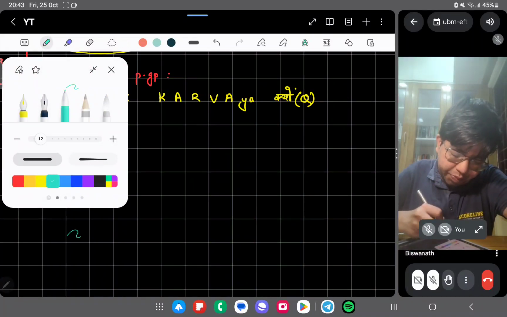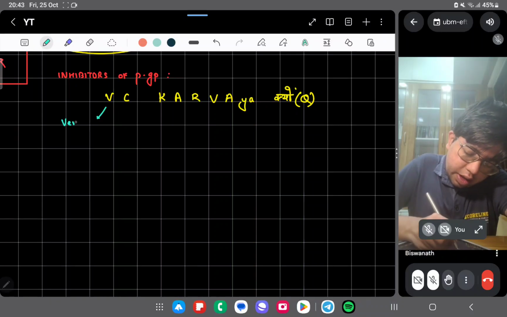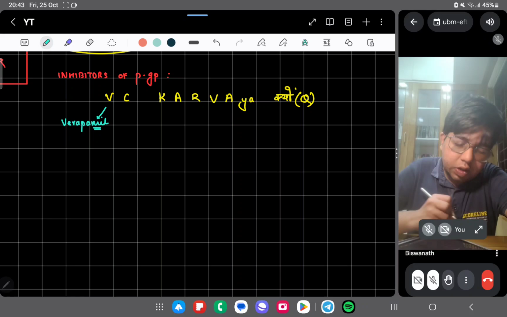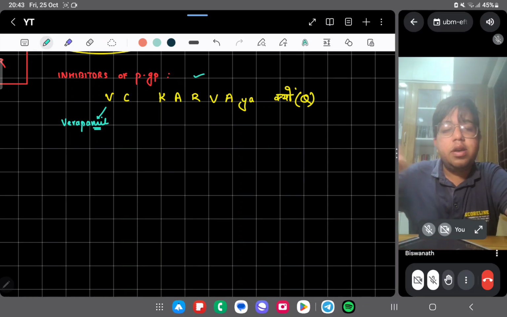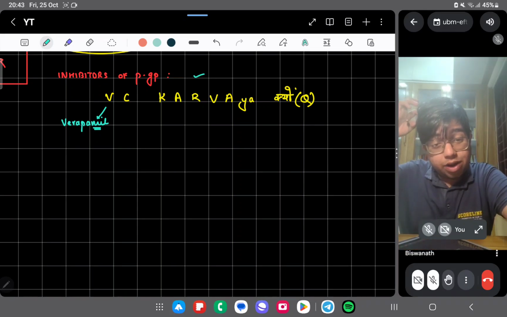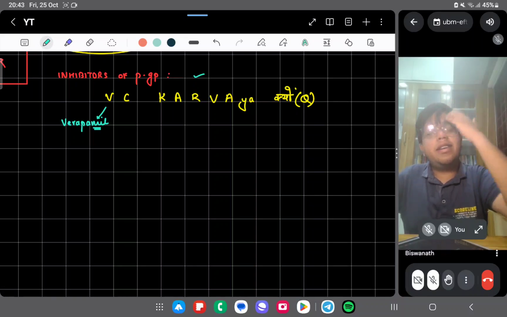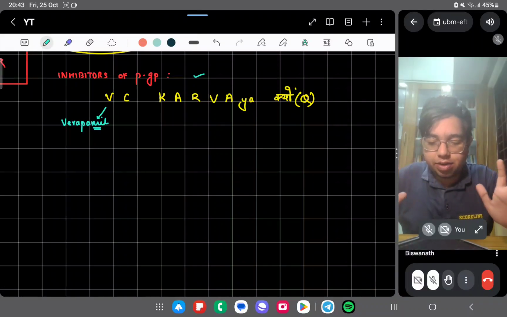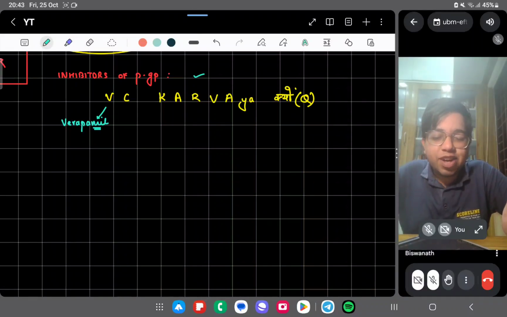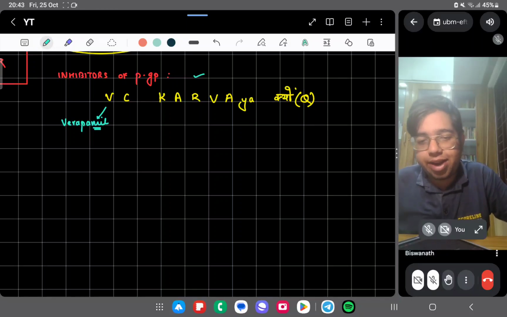So V is your verapamil. These mnemonics are devised by me only for easy memorization, I can say. And it's better if you just know the drugs. Mnemonic is not important. The drugs are important. So you can make your own mnemonic or follow this or whatever, but this must be in your mind, right? Okay.